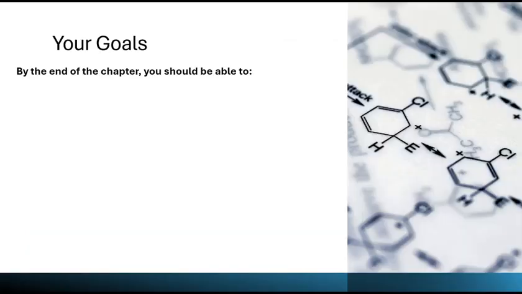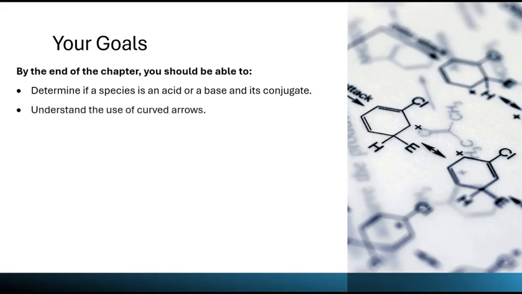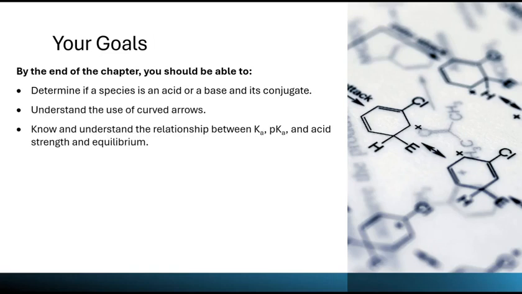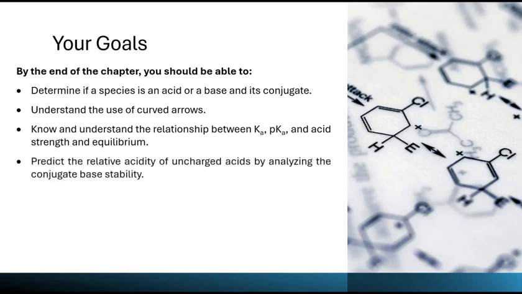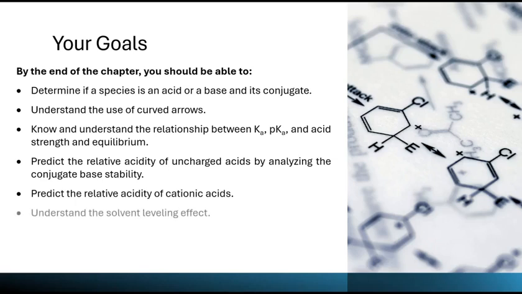Your goals. By the end of the chapter, you should be able to determine if a species is an acid or a base and its conjugate, understand the use of curved arrows, know and understand the relationship between Ka, pKa, and acid strength and equilibrium, predict the relative acidity of uncharged acids by analyzing the conjugate base stability, predict the relative acidity of cationic acids, understand the solvent leveling effect.